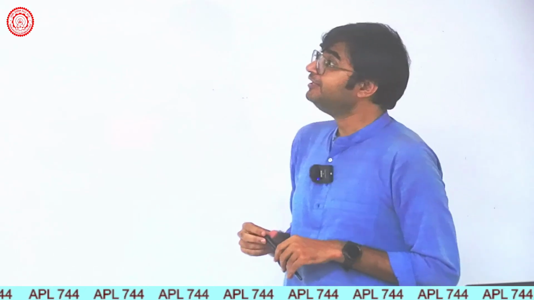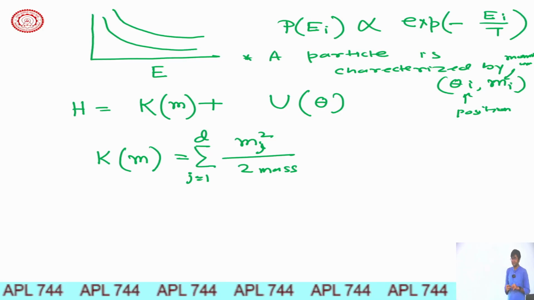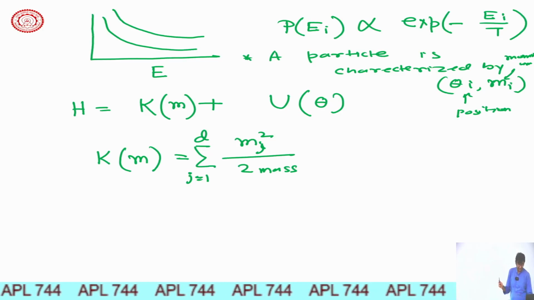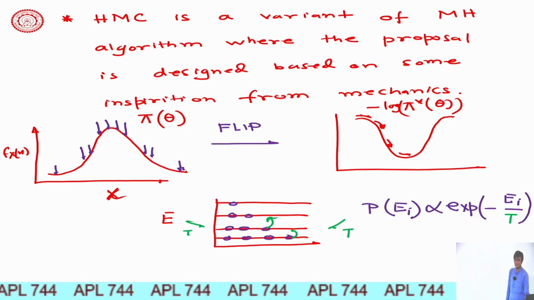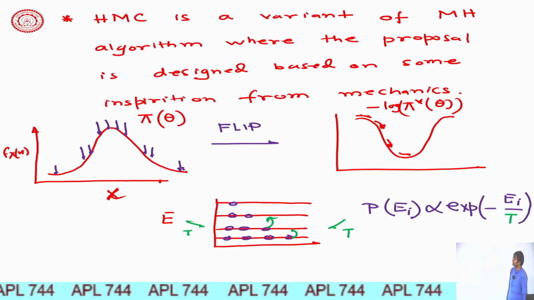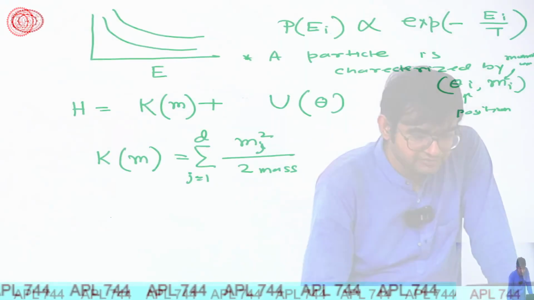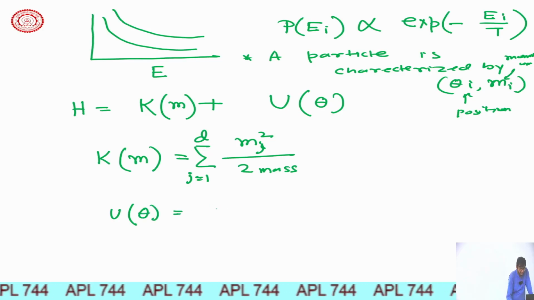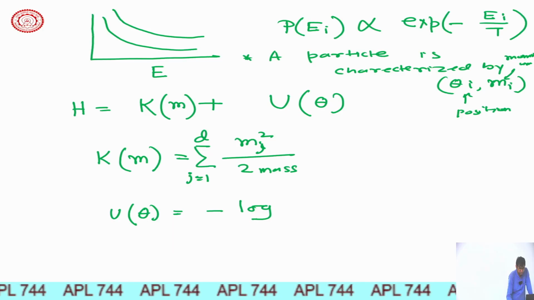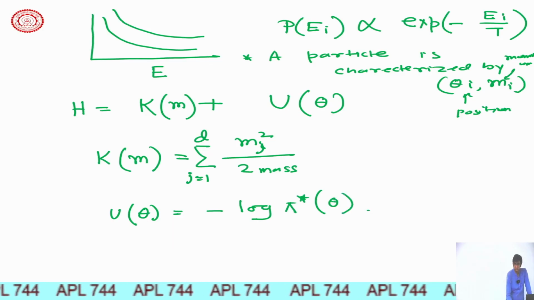And U here is the potential energy, and that is what I was drawing earlier. So this is what we will consider as U: U of theta is equal to minus log of pi star theta.